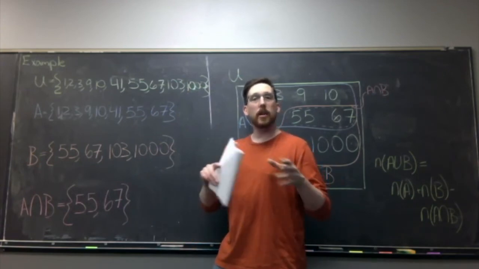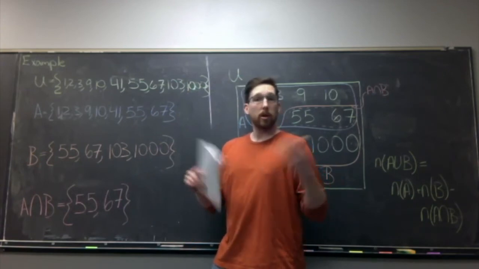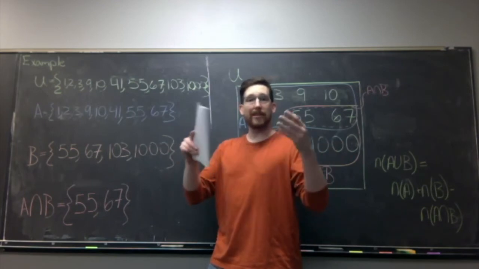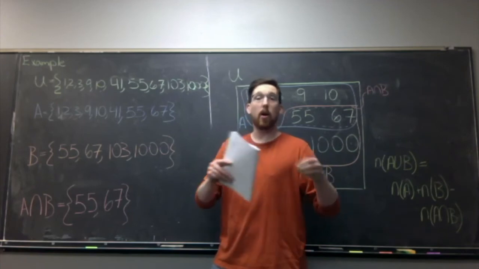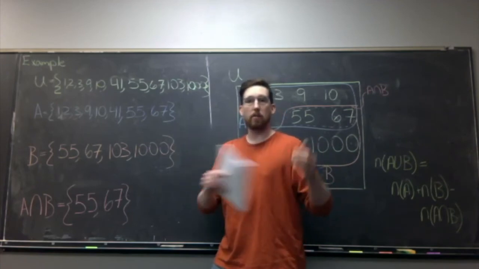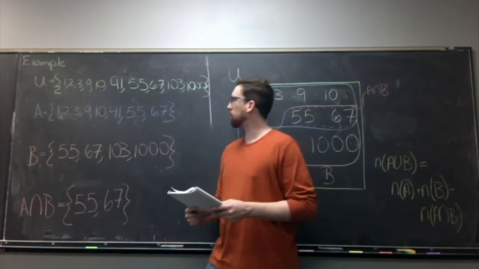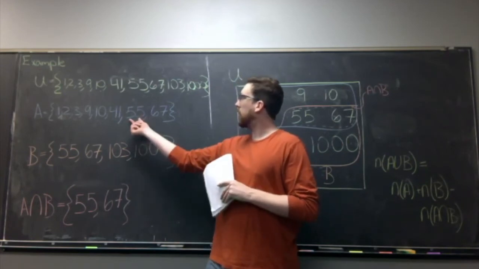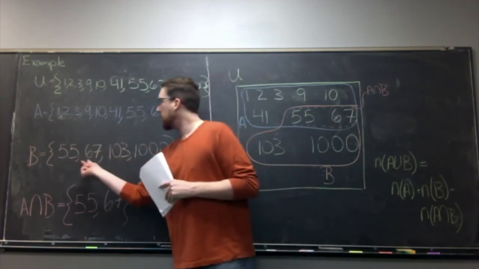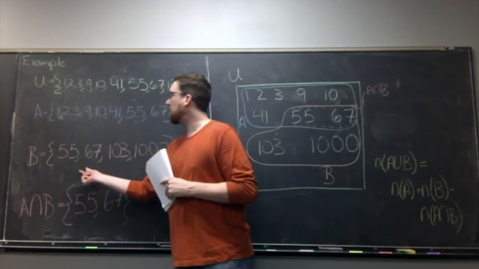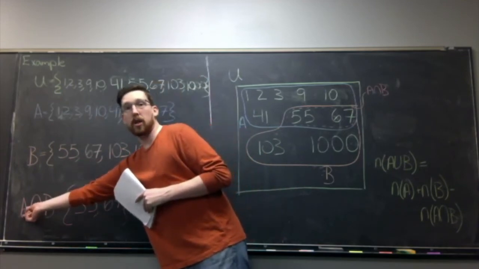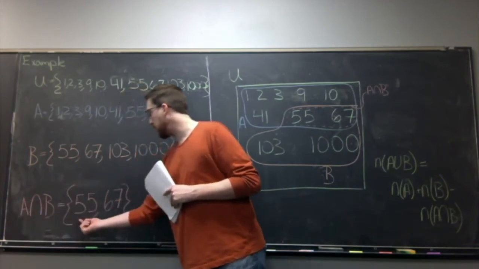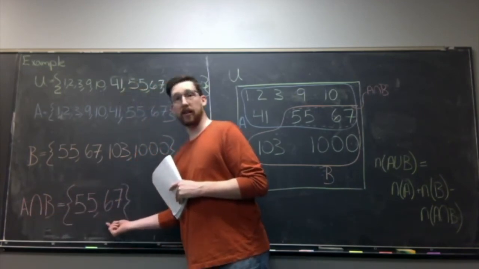Now, if we wanted to take the intersection between the two, again, we would just be saying, hey, I want the set with the items that are the same, or a set of identical items between the two sets. All right? Well, in this case, 55 and 67 are the only two elements that both A and B share. So, the intersection of A and B is going to be the set with elements 55 and 67.